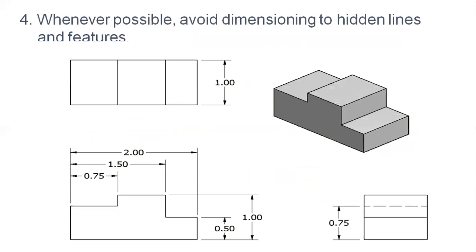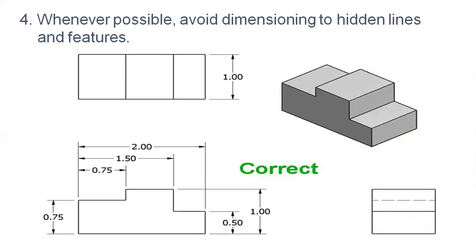Next, avoid dimensioning to hidden lines and features wherever possible. Whatever hidden lines are there, we should not show dimensions to the hidden part unless it is required. Some hidden parts are there in complicated parts, but we should not show those dimensions to the hidden parts. In this diagram, it is a simple part. In the side view, they have mentioned 0.75 with respect to the hidden or dotted line as 0.25. It should be avoided if it is a simple component.